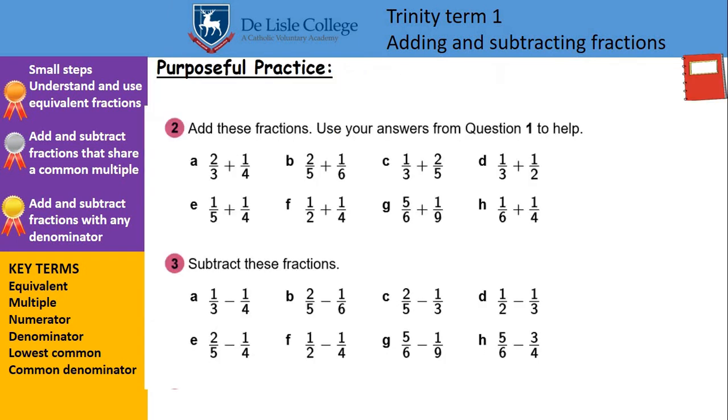Okay, nice bit of purposeful practice, and I've split them up for you. First batch, adding fractions, second batch, subtracting fractions. They've all got different denominators, so you're going to have to work out first step, the common denominator, then get your equivalent fractions, then do the addition. That's probably, I'd say, 6 or 7 minutes work there for you. So if you pause the video, and then I'll give you some answers.